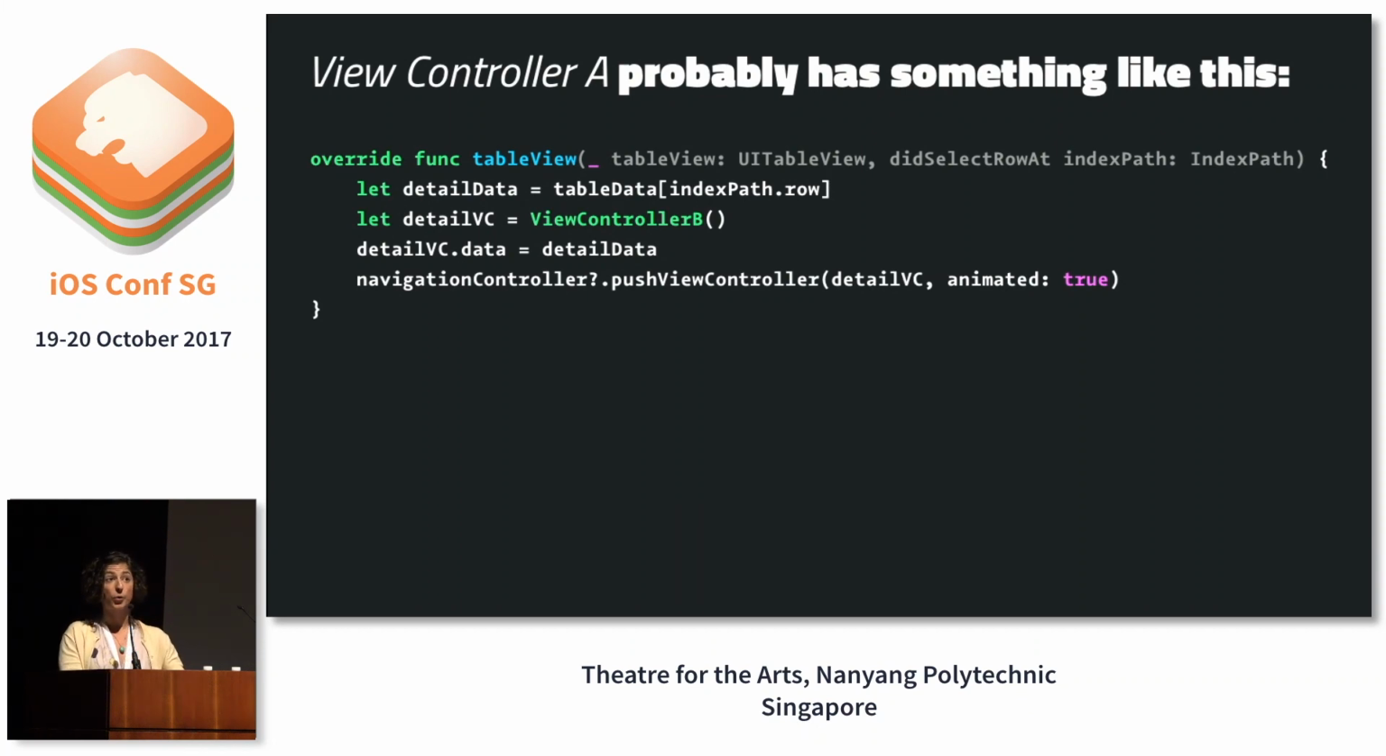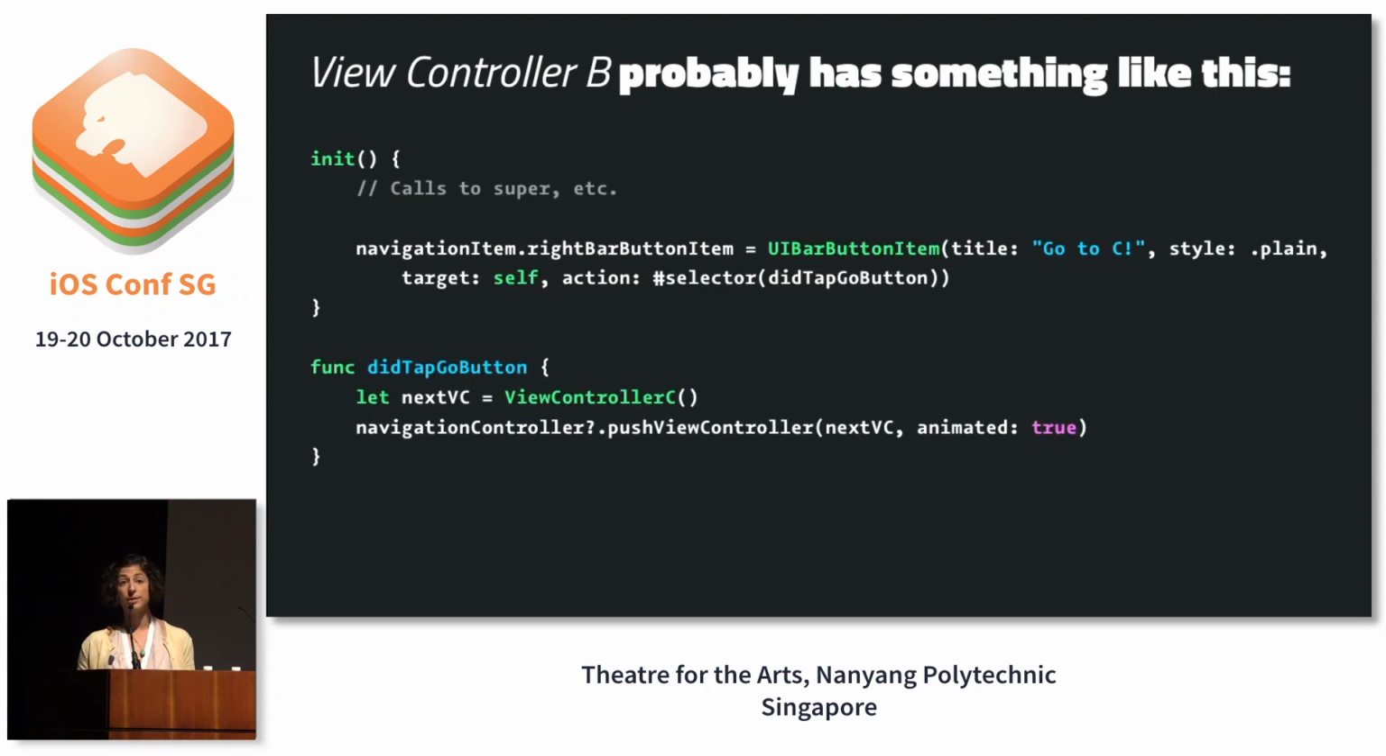ViewControllerA probably has some code that looks like this. The code's a bit blurry, but I will have these slides up online if anyone's having trouble. Anyway, it's a pretty standard table view. We get the data from our data model, and we create a detail view controller, ViewControllerB. We set the data on our view controller, and then we say, hey, navigation controller, why don't you push that new view controller onto your stack, and while you're at it, go ahead and animate that. And off it goes. And now we're in ViewControllerB.